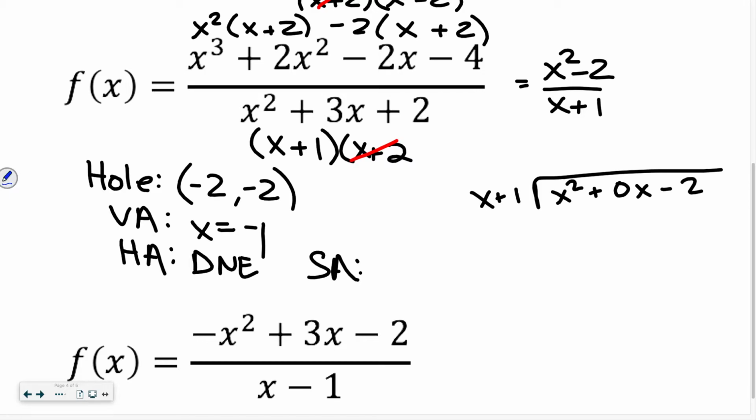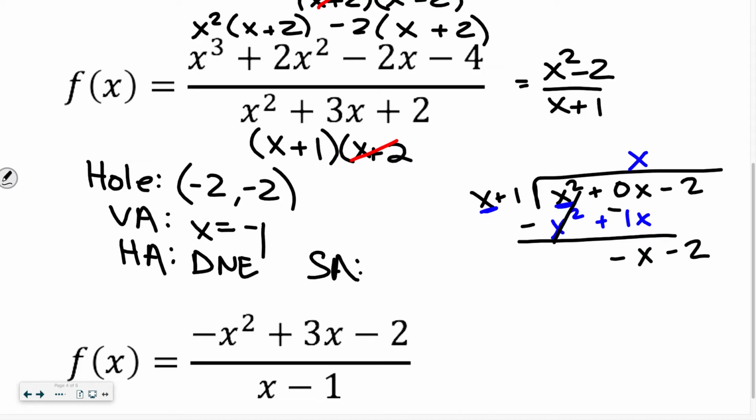All right, x squared divided by x. X. X times x is x squared. X times 1 is 1x. Subtract both parts. That's negative x minus 2.